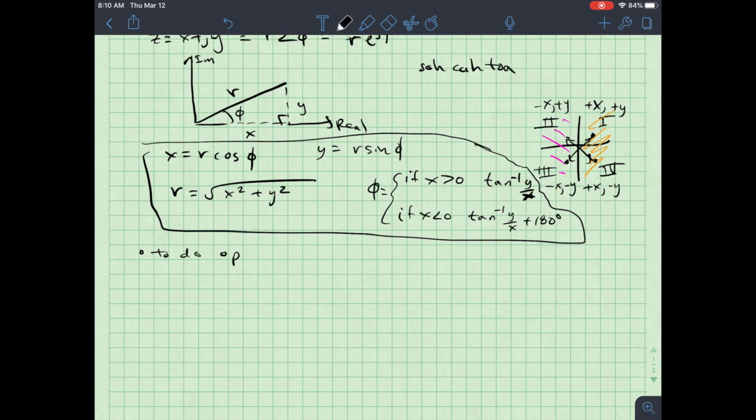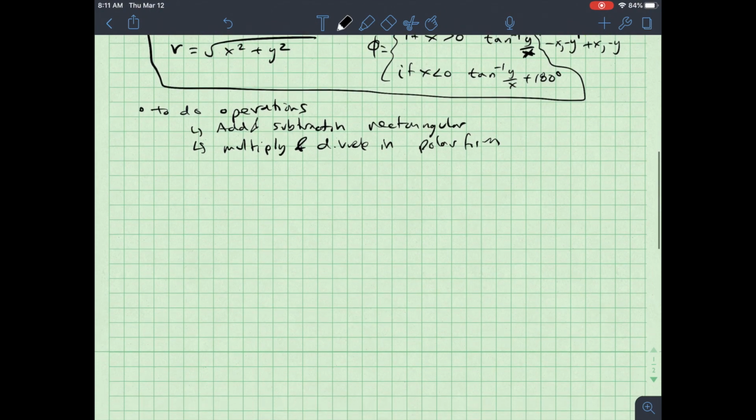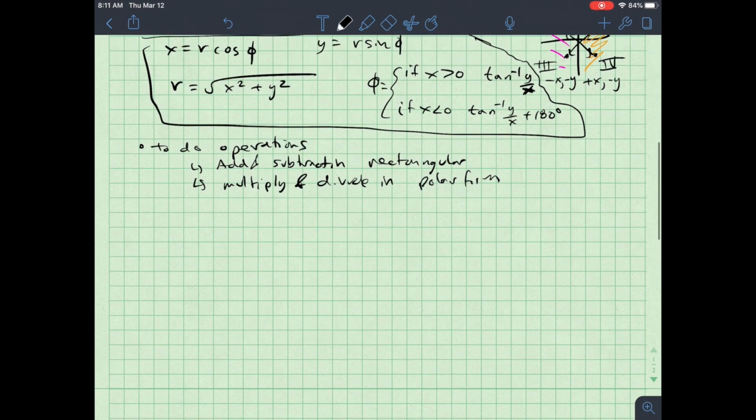So to do operations, and by operations I mean things like add, subtract, multiply, divide, often we will add and subtract in rectangular form, and we will multiply and divide in polar form. So let's practice this a little bit.